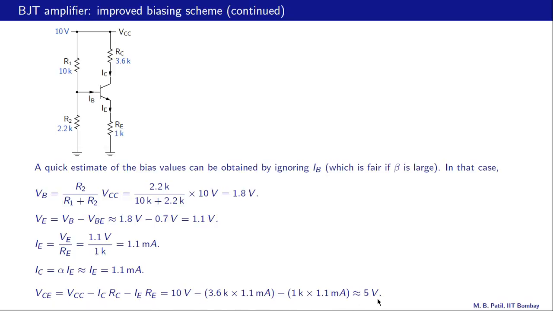So there is a slight difference here. The earlier VCE was 4.9 when we actually considered the value of beta about 100, and if we consider beta to be very large, then it is 5 volts. So 4.9 there and 5 here, not a big difference, and very often this quick estimate of the bias values is very helpful.